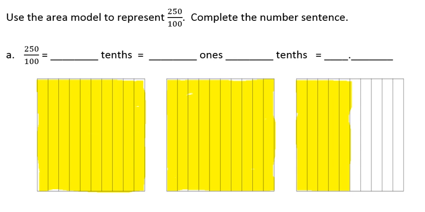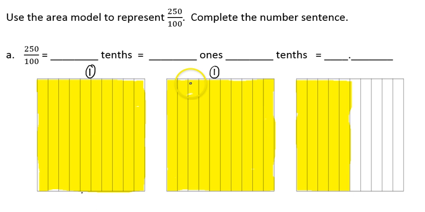The first direction says to use the area model to represent 250 hundredths, and then we're to complete the number sentence. Let's look at the picture first. I have 3 area models. Each model would represent one whole if it were completely filled in. So I have one whole here, a second whole here, but my third picture is not completely filled, so that's not a complete whole. Let's see how this relates to 250 hundredths.